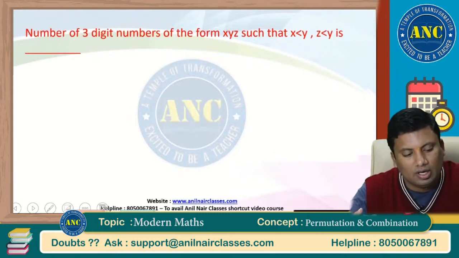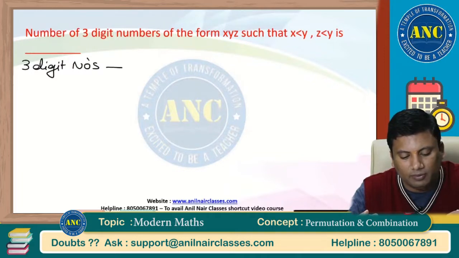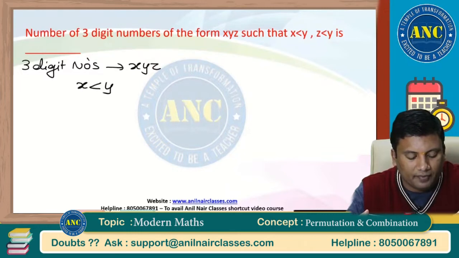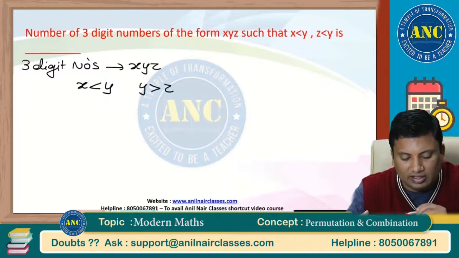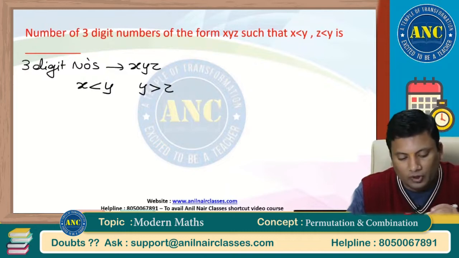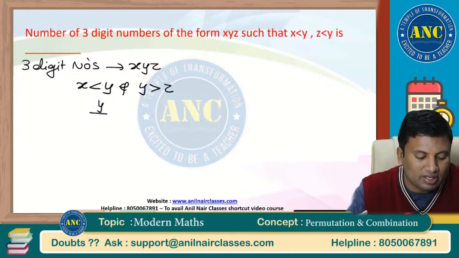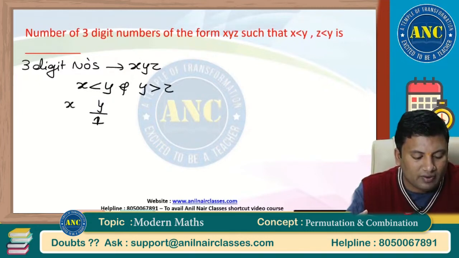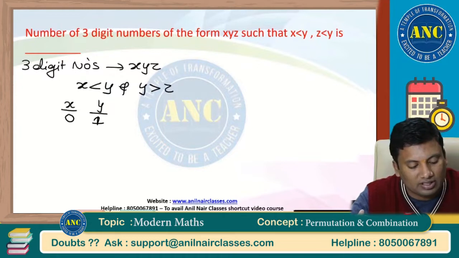Let us solve this question. The number of 3-digit numbers of the form x, y, z where x is less than y and z is less than y. Suppose I take x less than y. If y is 1, x will become 0. But 0 is not possible because it's a 3-digit number, so this case is not possible.